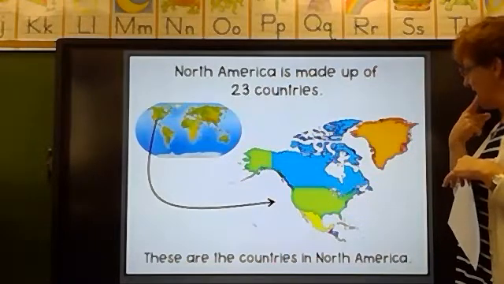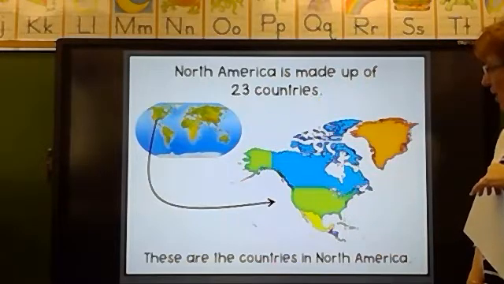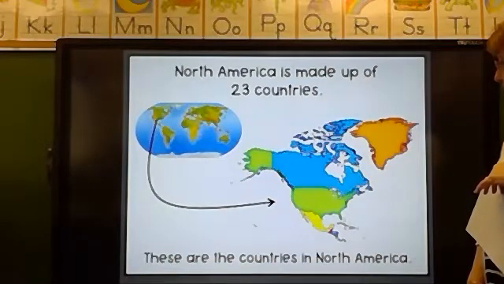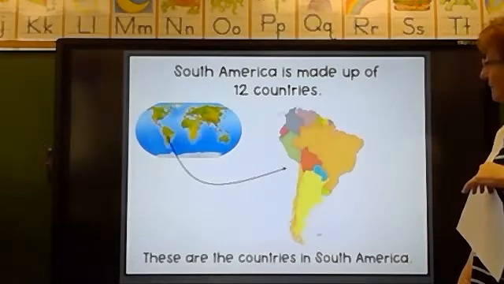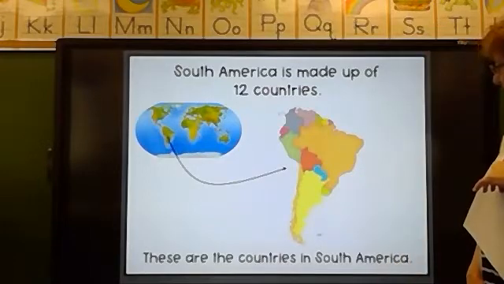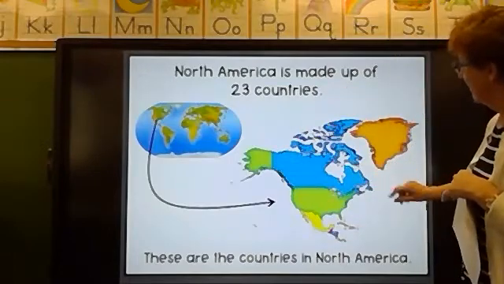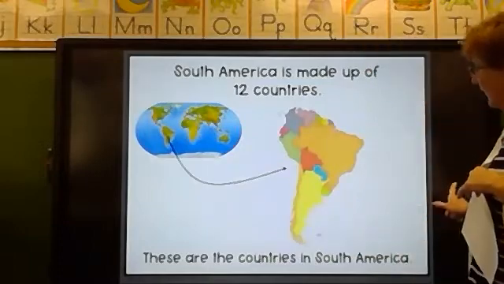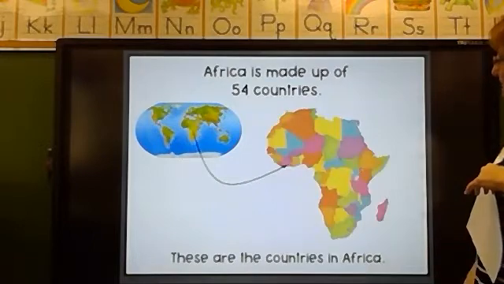Can you spot, looking at this map and maps you've seen in the past, which of the 23 countries is the country that we live in? Maybe if we turn the slide, we'll find out. These are the countries in South America. South America is made up of 12 countries.